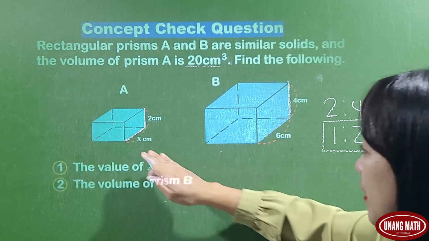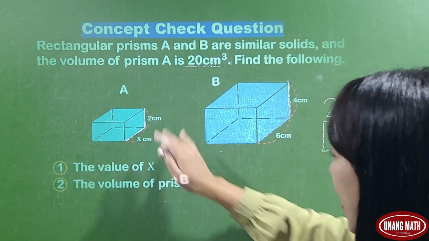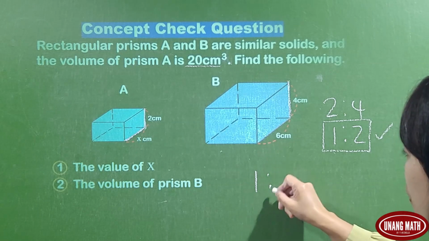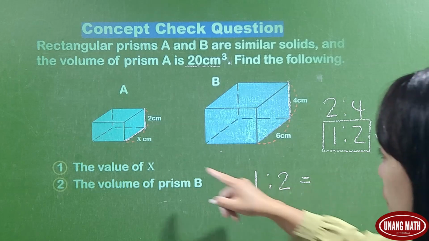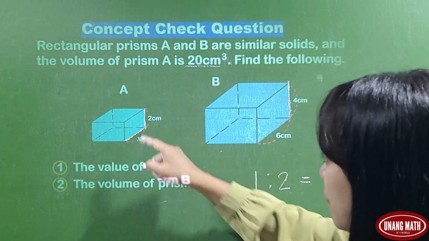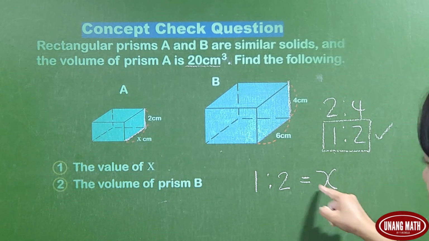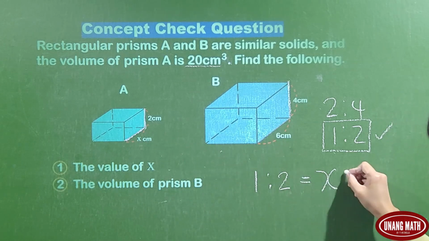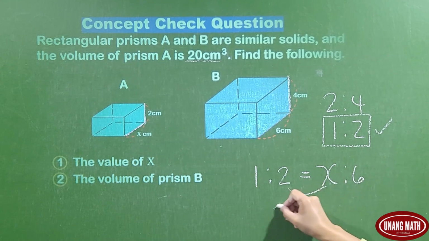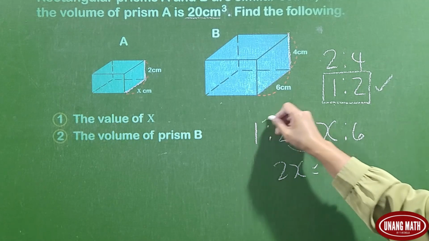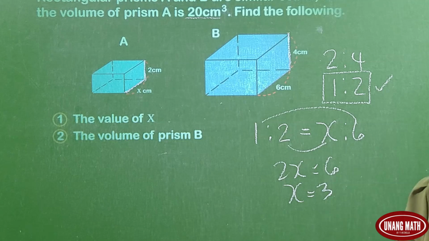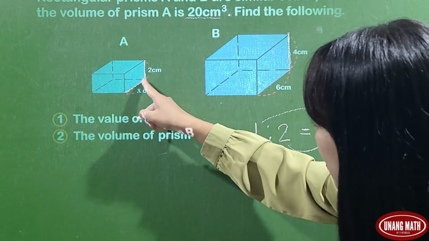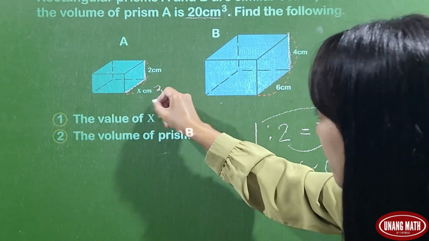We can now find the length of this edge. So we make use of the ratio of similarity, which is 1 is to 2. This is now equal to the length of this edge, represented by X, which is 2 is to 6. So this is 2X equals 6. So it means X is 3. So the length of this edge is 3 centimeters.